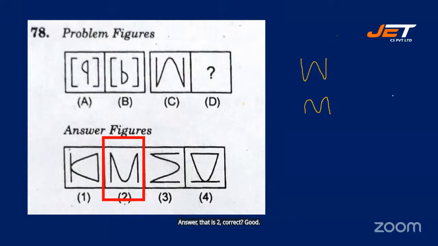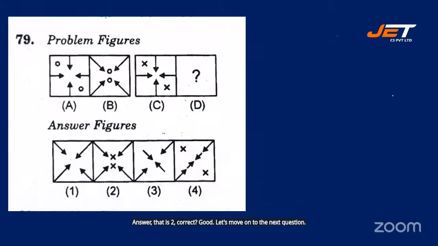That is 2. Correct. Good. Let's move on to the next question. See the problem figure and then match it with the answer figure. So in A, the circles are opposite. And what should I say, has it been turned clockwise or anti-clockwise? It is clockwise. Yes, it is being turned clockwise.